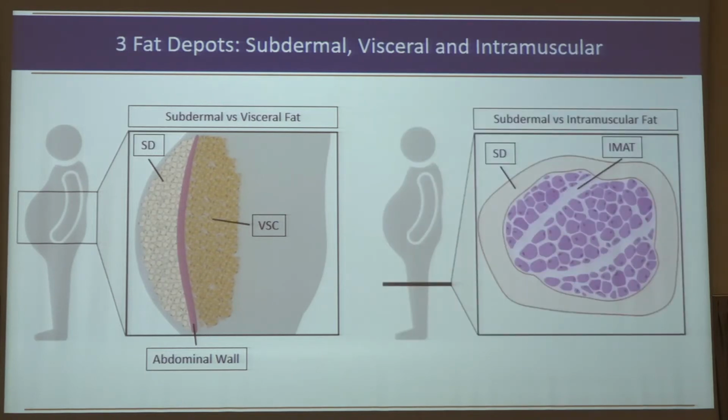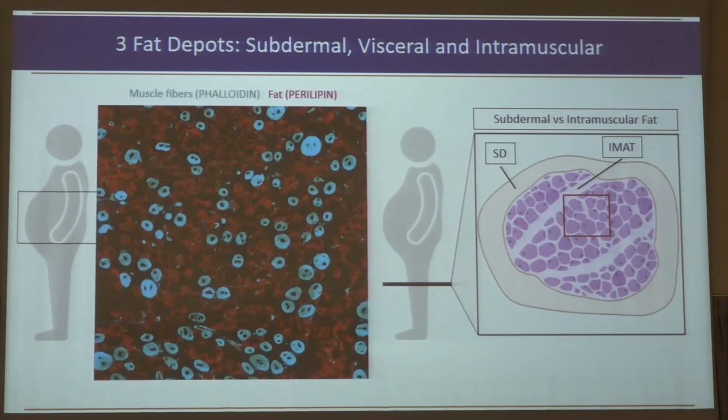Now, if we look at one of the extremities, like a leg, we can see that we have subdermal fat around the muscle, whereas intramuscular fat, or intramuscular adipose tissue, IMAT, is located within muscle fibers. So if we look closer, we can see that fat cells, shown here in red, are located between and surrounding muscle fibers here in cyan.